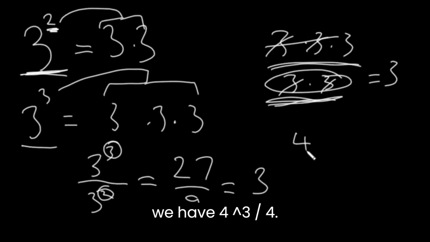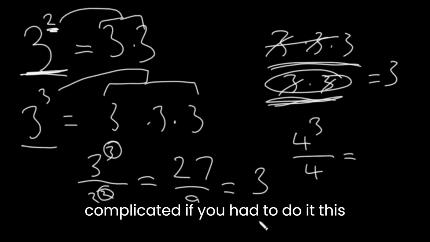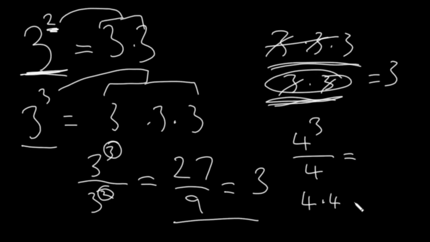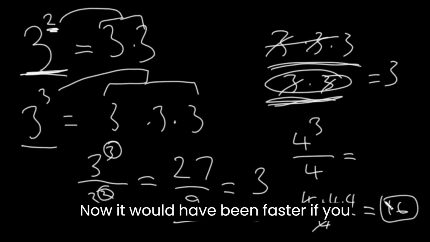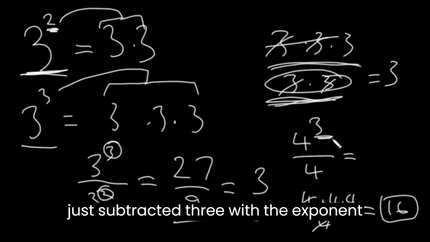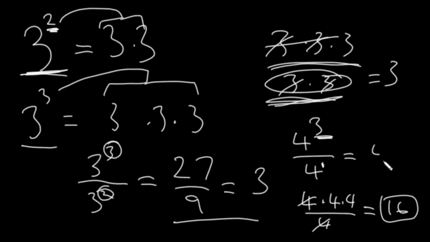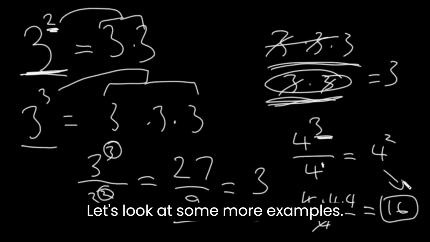Let's say we have 4 cubed divided by 4. This can also be a little bit complicated if you had to do it this way. So we can just do 4 times 4 times 4 divided by 4, and then cancel out the 4, and then this gives us 16. Now, it would have been faster if you just subtracted 3 with the exponent of this, which is a 1, and so that'll be 4 squared, which again is 16. Let's look at some more examples.